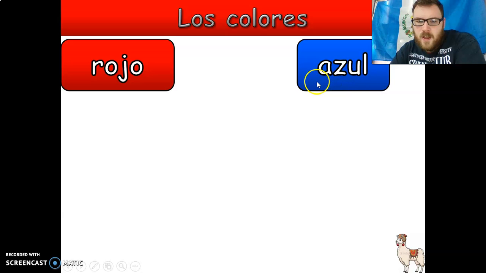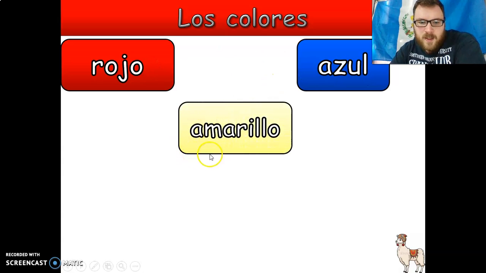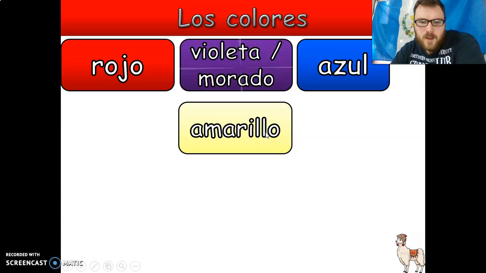Azul. Remember this one from the last lesson with ojos azules, with blue eyes. So azul, just like this, is blue in its base form. Rojo, azul. And then this is amarillo. Yellow, if you can't tell. Amarillo. Okay. Now this one is in the book.